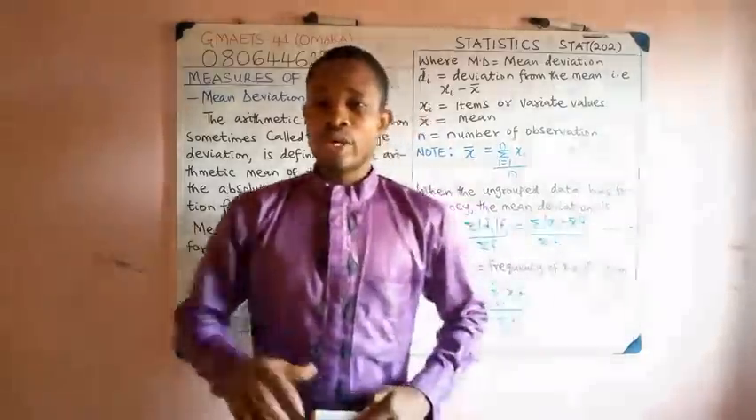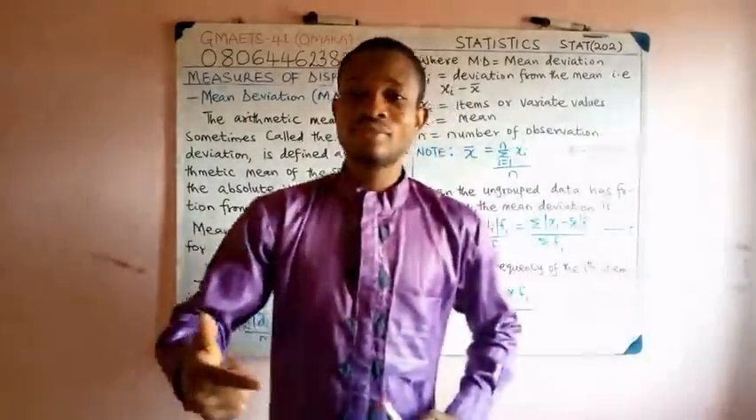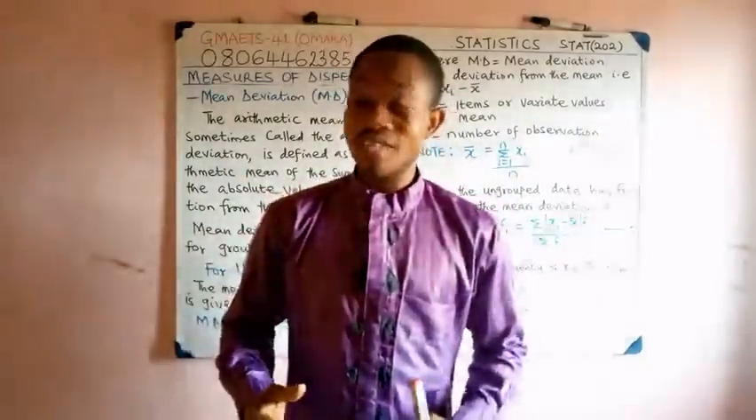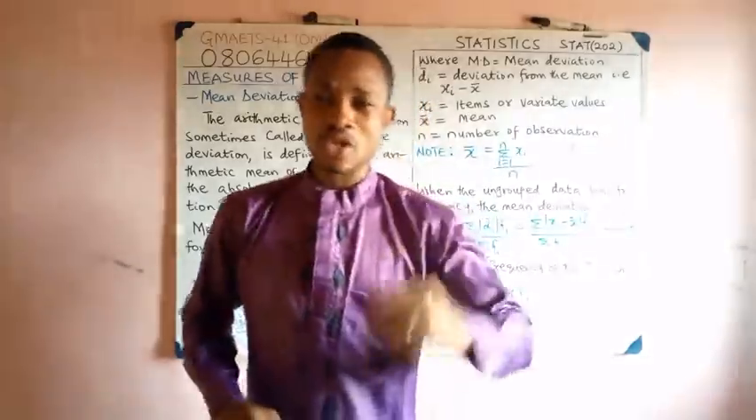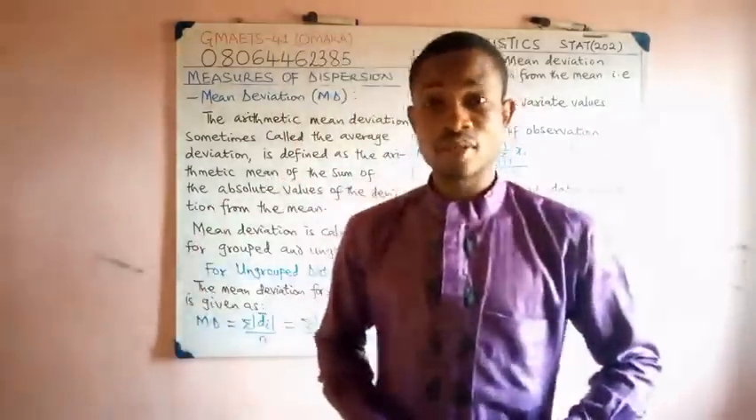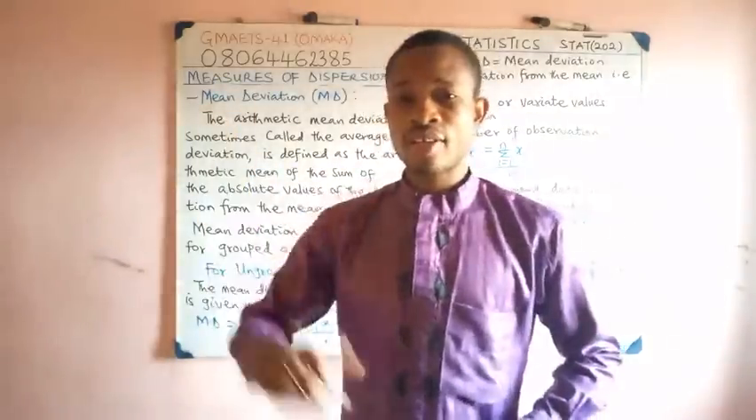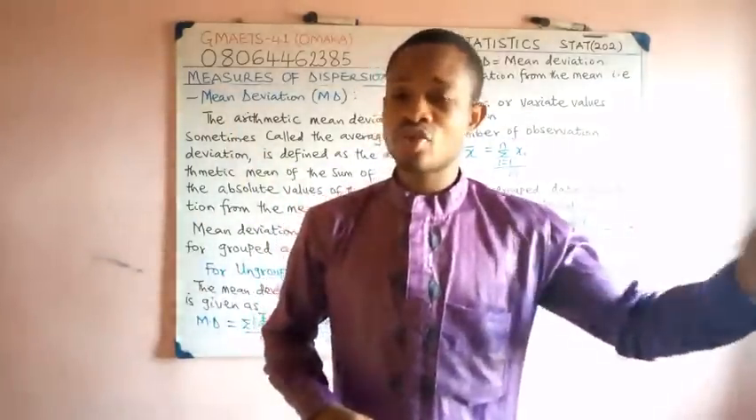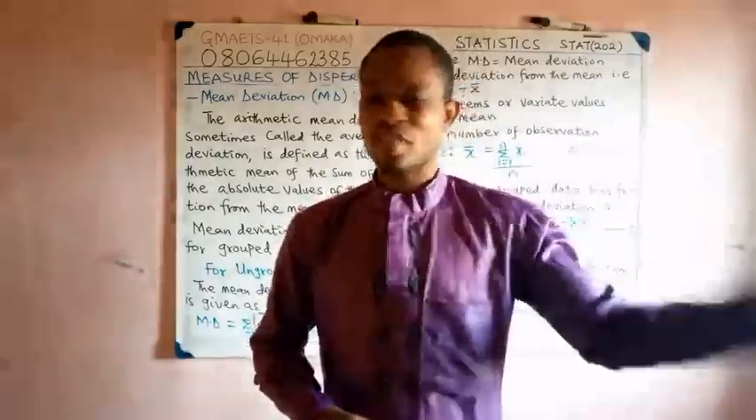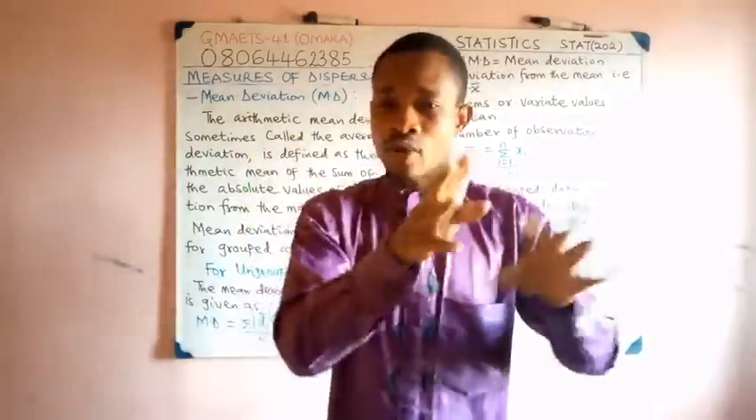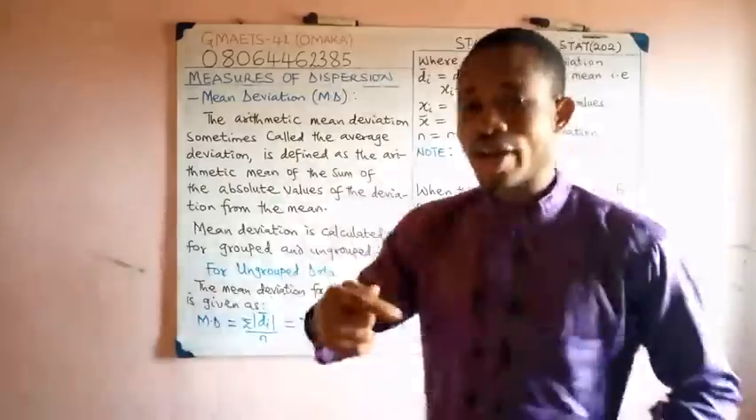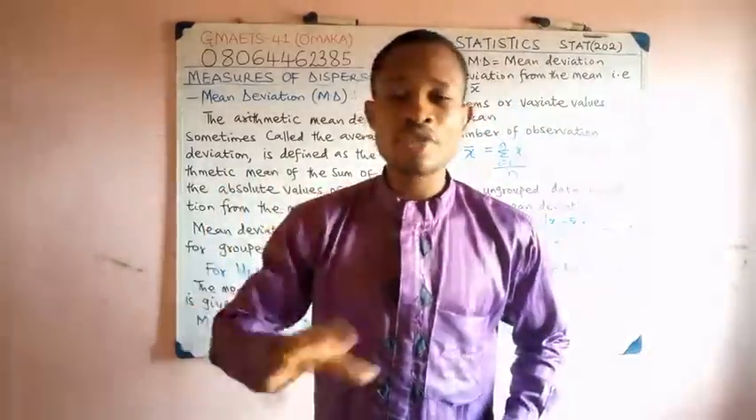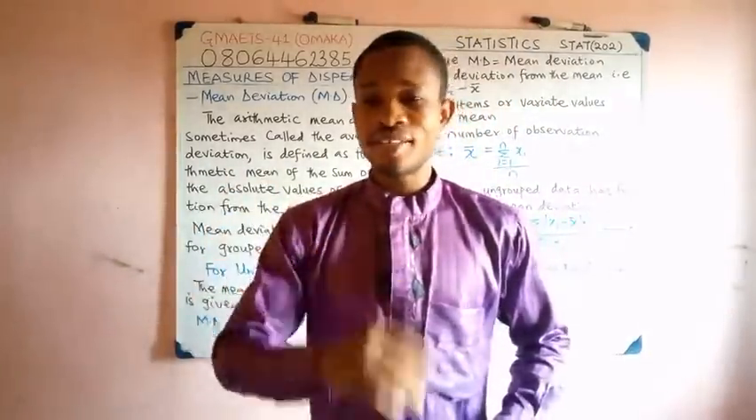In this video, we consider another measure of dispersion, which takes into consideration as much as possible all the variables in the given distribution. Such a measure of dispersion is a good one, because unlike the interquartile range, the interpercentile range and the range, which simply take into account some values and leave others, the mean deviation tries as much as possible to consider every other variable in the distribution.